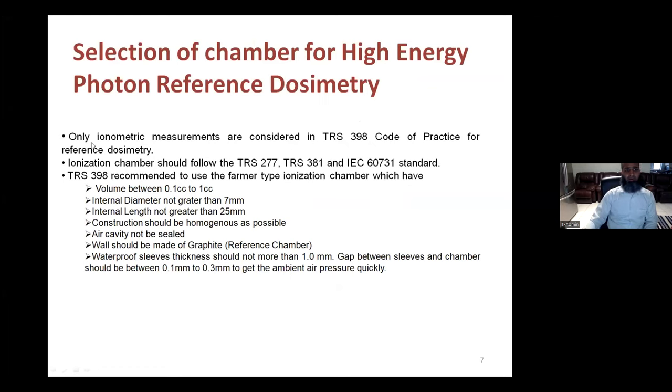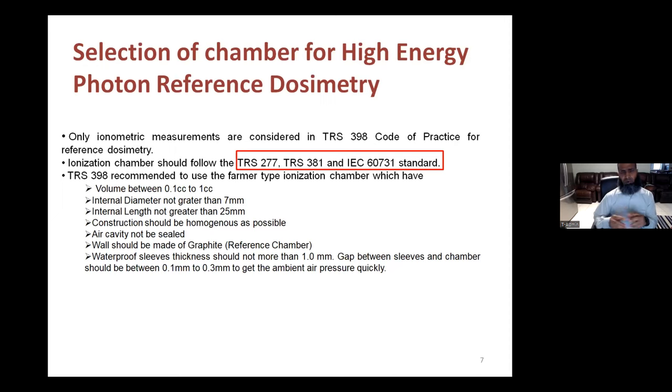So if you're going for reference dosimetry, the most important bit is that you have to select the proper chamber. There are a few good recommendations in TRS 277, 381, and IEC 60731. They are the standard. If you go there, you can find all the standard definitions and the best solution. Some information is also given in the photon chapters, where they talk about the reference dosimetry of photons. I think there's chapter 6 in TRS-398, so they have a bit of information.